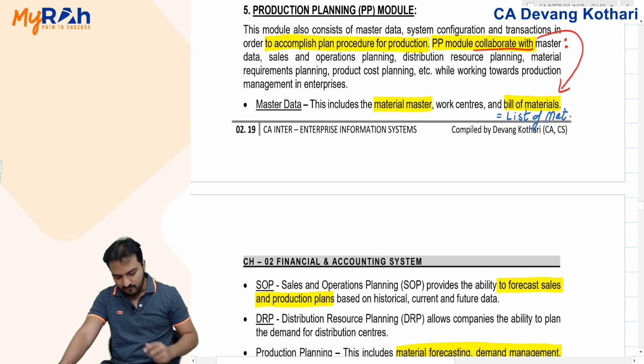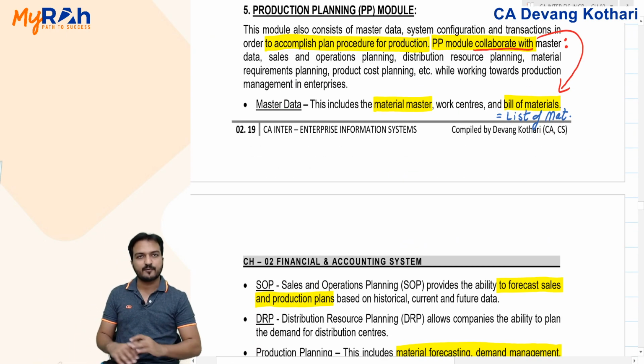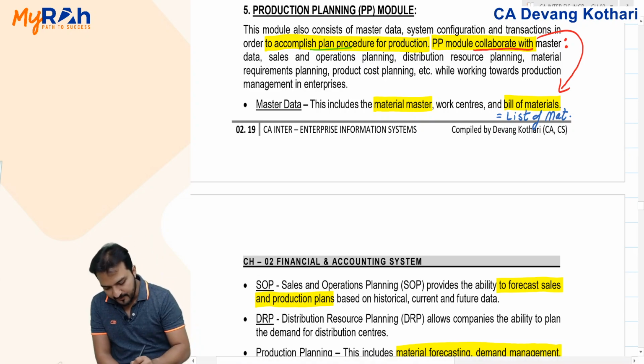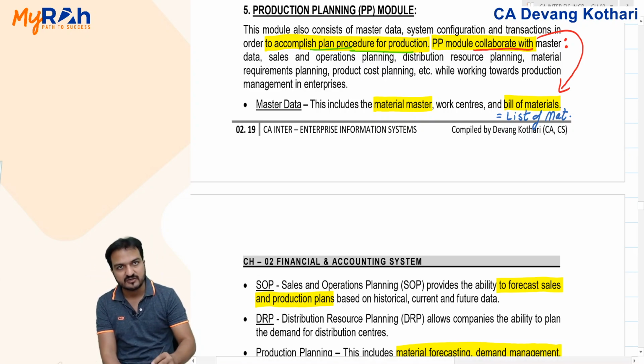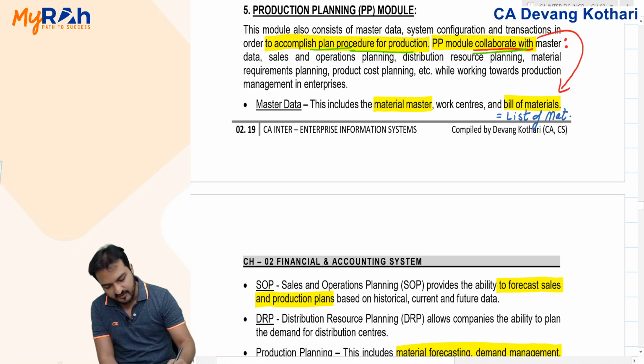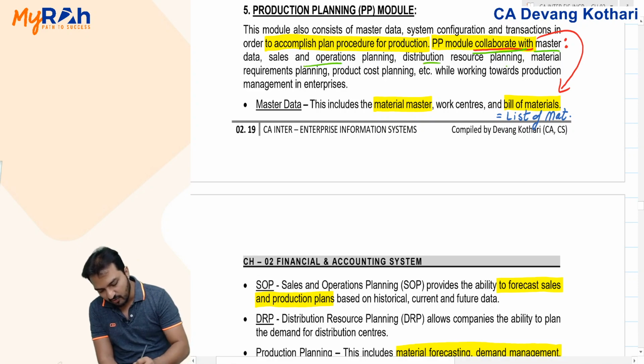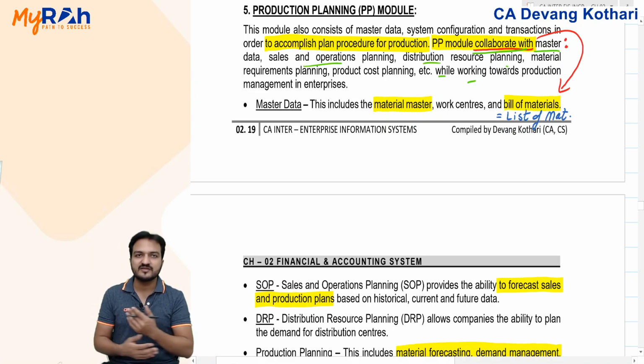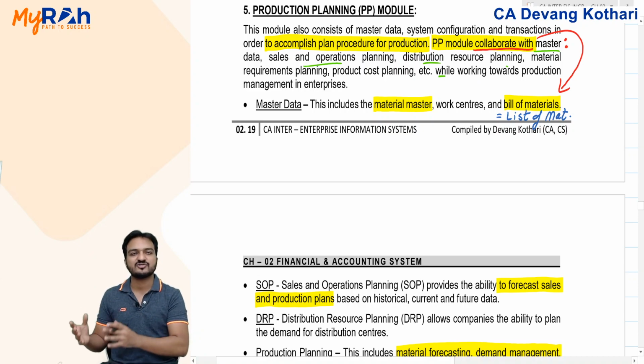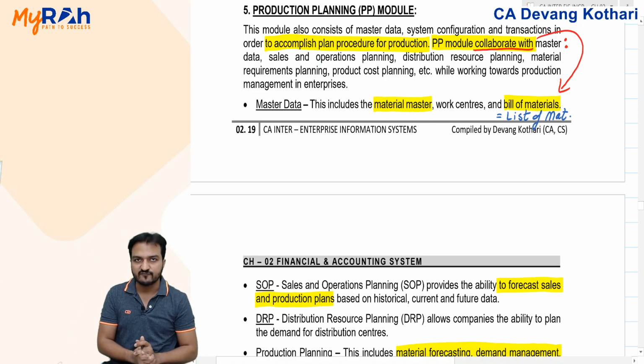Production planning module is about the production work. It is to accomplish the planned procedure for production. Production planning module will collaborate with the other modules here. It will collaborate with all these other modules in order to ensure or help you in the production work.